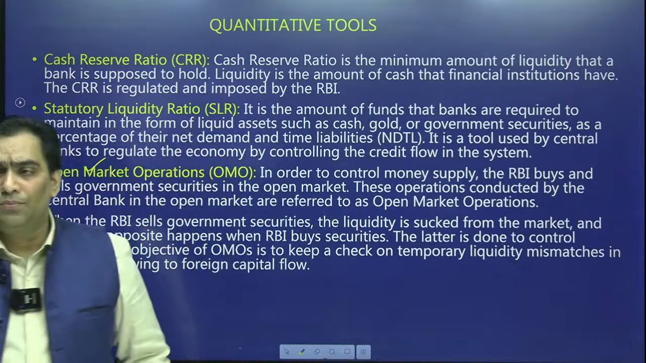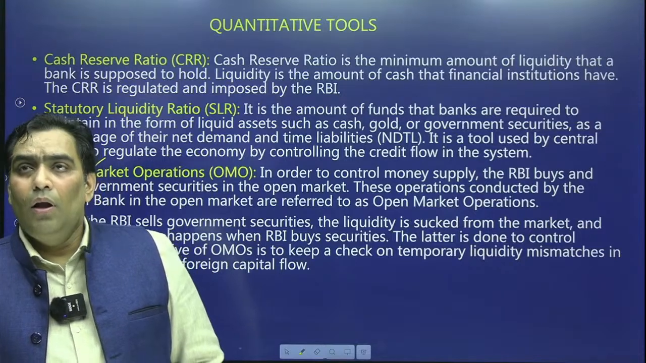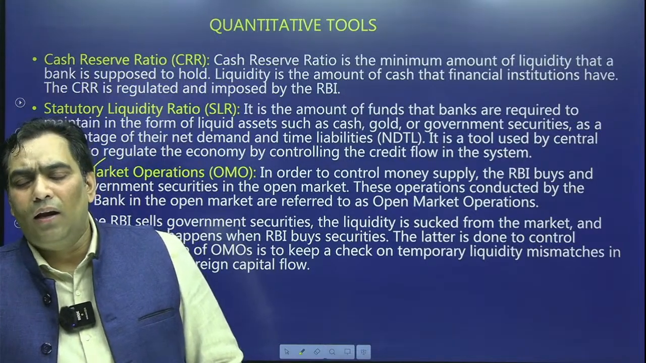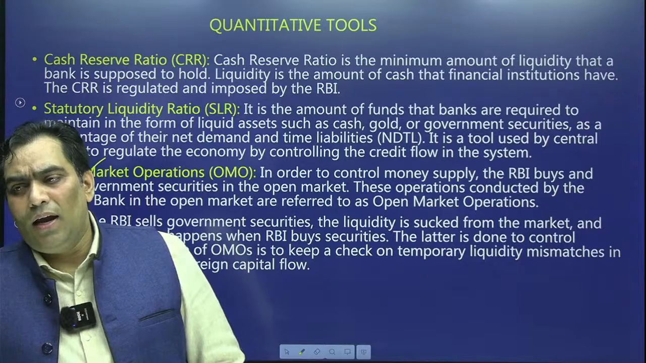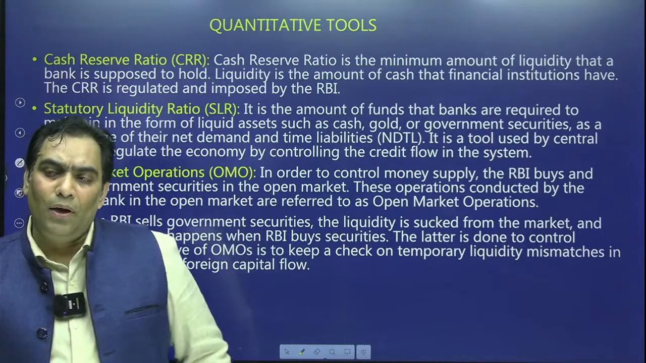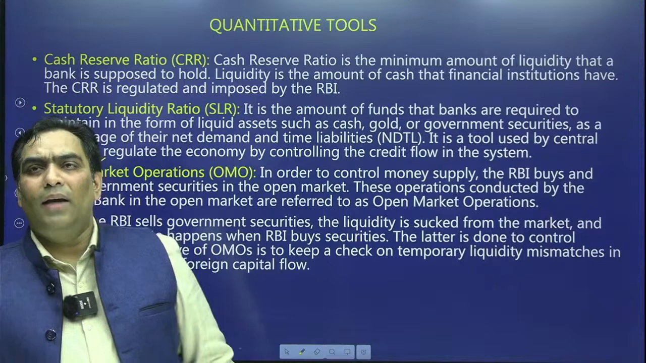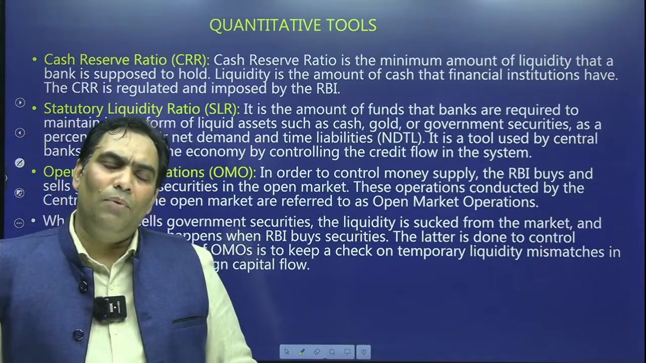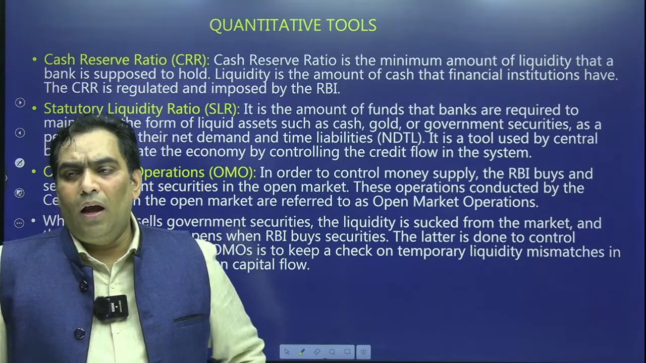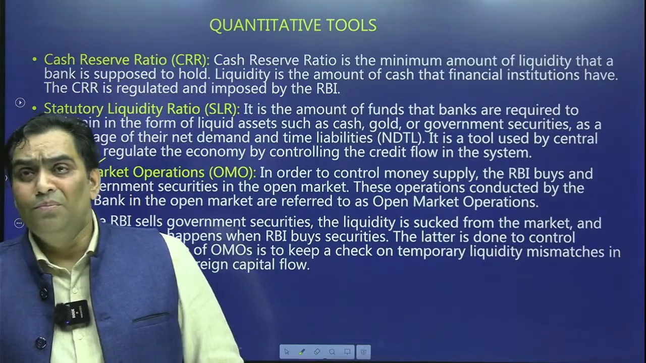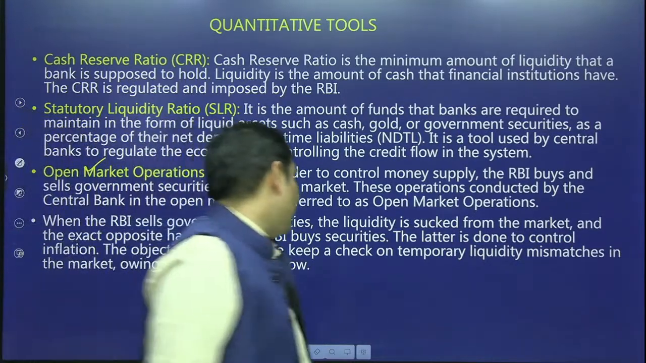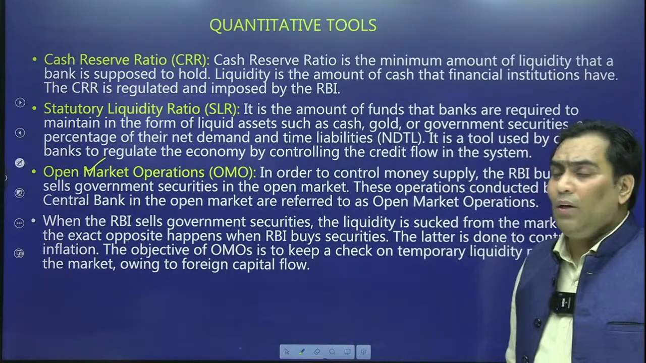So let me summarize once again. The tools of quantitative monetary policy are in the form of CRR, SLR, open market operation, bank rate, repo rate, reverse repo rate, marginal standing facility rate, market stabilization scheme, and SDF, standing deposit facility. And under the qualitative tools, the RBI has marginal requirement, moral suasion, and others. So now we are going to proceed one by one.